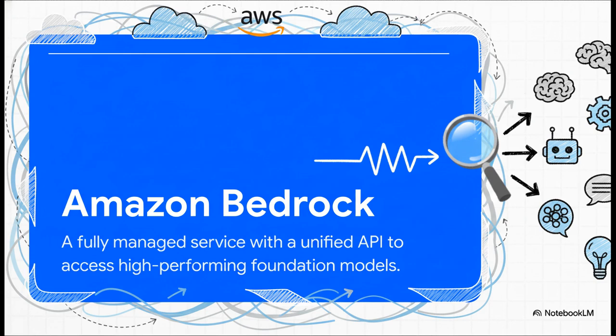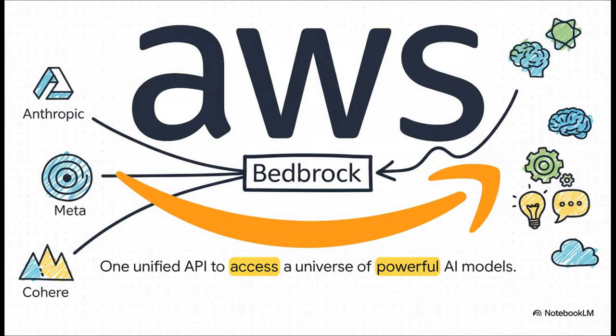So what is it, really? Well, the official definition says it's a fully managed service. And that fully managed part is key. It basically means AWS is handling all the messy, complicated infrastructure stuff in the background for you. Its main job is to give you easy access to the best AI models out there, all through one single, unified API. And this image right here, this is the absolute core idea.